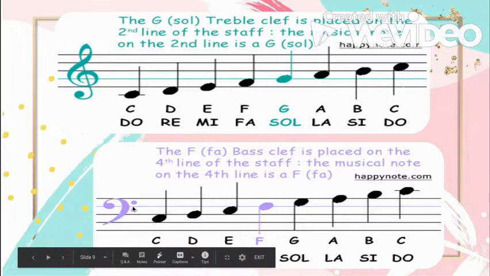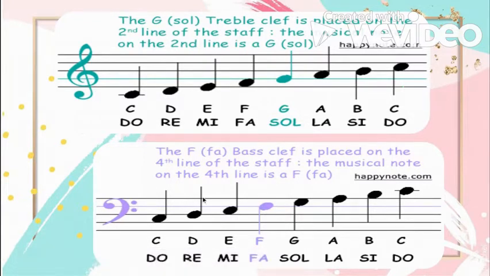And then your clue for the F clef, class, this is the F clef, right? That is why it is called F clef. It means the F should be in the middle between the two dots. Are we clear? Again, the F clef, or fa, the bass clef, is placed on the fourth line of the staff. Fourth line. The musical note on the fourth line is F or fa. So let's proceed to the examples.